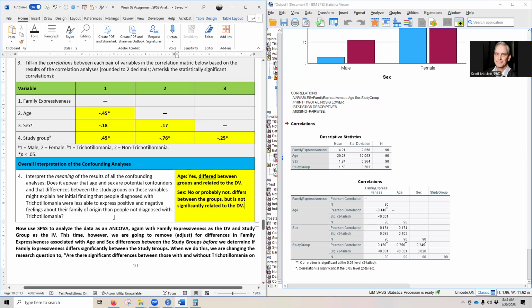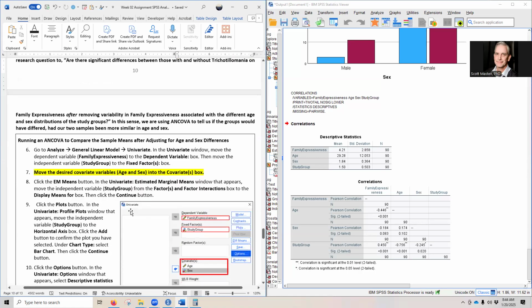Regardless, she went to her committee with these results, and they said, "Well, trich people are older on average, and they do have more females, so maybe you should adjust for those." And that's where ANCOVA comes in. They asked her to redo her ANOVA analyses, but first adjusting for differences between the groups in their age and sex distributions and using those to adjust their family expressiveness scores, and then comparing persons with and without trichotillomania to see if they significantly differ. So we're going to go ahead and do that analysis.